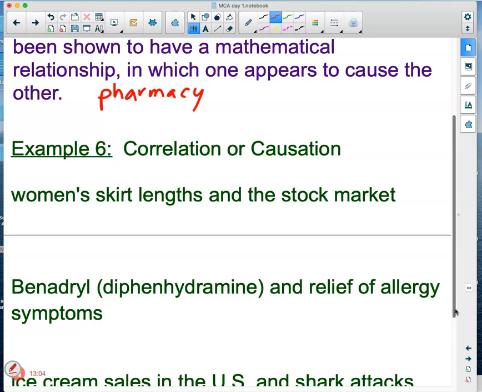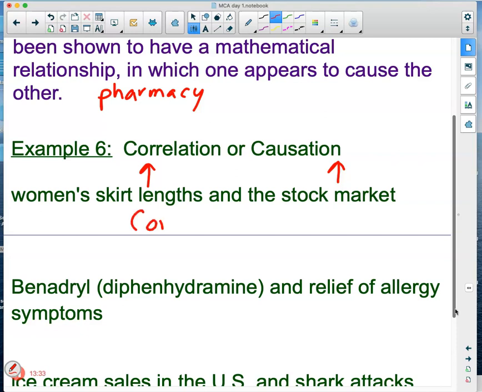And we have women's skirt lengths and the stock market. There is absolutely data that says these 2 things are mathematically linked. When the stock market is doing well and things are looking on the upside for the economy, women's skirt lengths go up. They get shorter and shorter. And there has been a mathematical relationship that's shown. There's studies about that. Now, does that mean one causes the other?